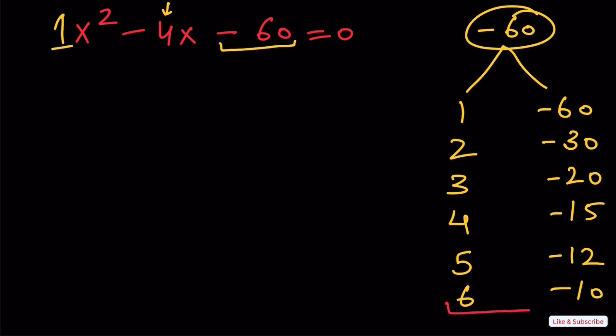Now what takes my interest is 6 and negative 10, right? So 6 minus 10 gives you negative 4. So my first factor is going to be x plus 6.